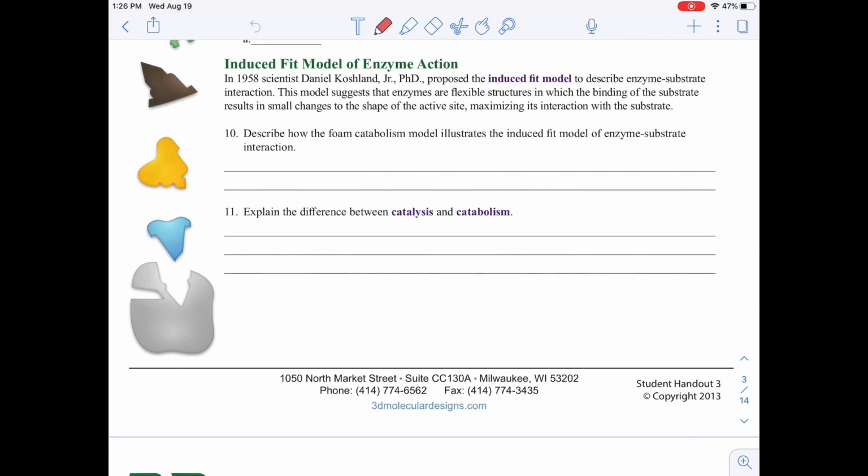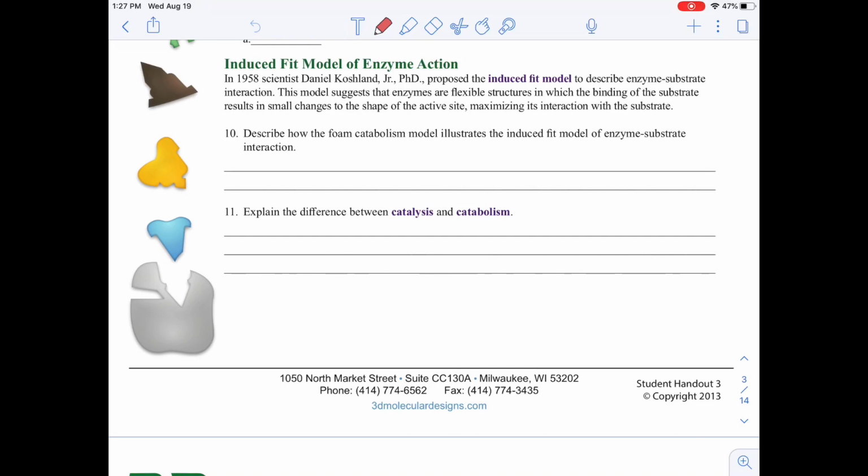All right, our next section is about the induced fit model of enzyme action. In 1958, scientist Daniel Koshland Jr., PhD, proposed the induced fit model to describe enzyme-substrate interaction. This model suggests that enzymes are flexible structures in which the binding of the substrate results in small changes to the shape of the active site, maximizing its interaction with the substrate.